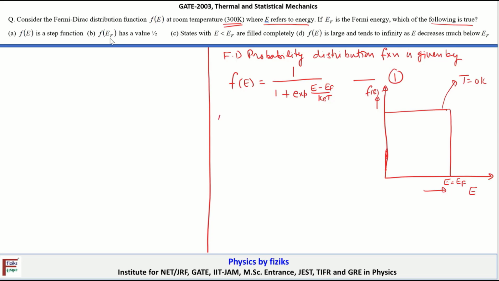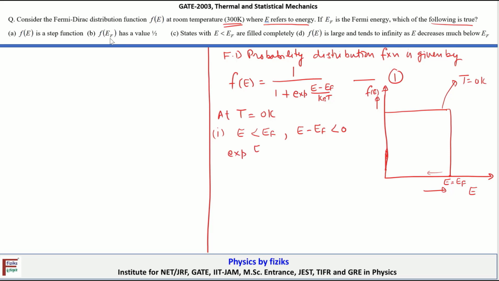At T equal to 0 Kelvin, let's imagine a situation where energy is smaller than EF. That means we are talking about all energy values in this direction, E smaller than EF. This corresponds to E equal to EF, and we will come to E equal to EF at a later stage. First let's try to understand the behavior below the Fermi energy. So for E less than EF, E minus EF is less than 0.